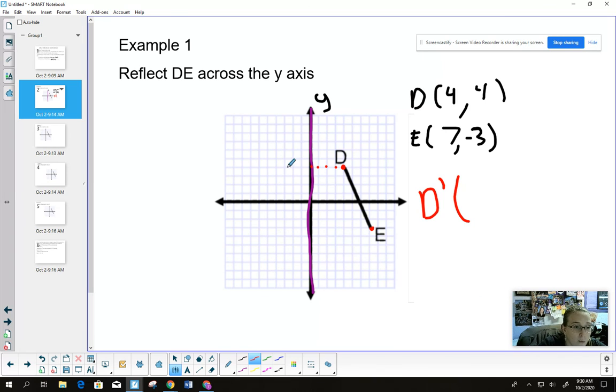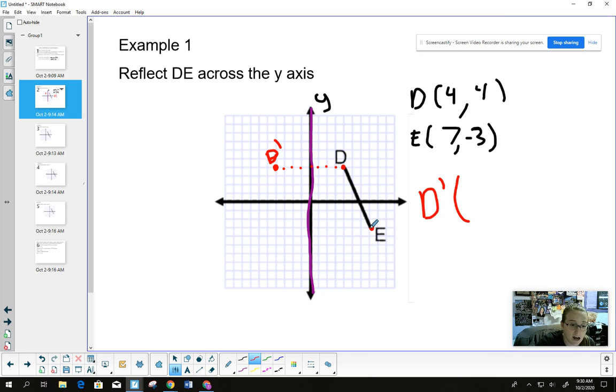Also needs to be 4 points away on the other side. So we went 1, 2, 3, 4 to our mirror. Our new point is going to go 1, 2, 3, 4. So here is D prime. So we're going to do the exact same thing for E.